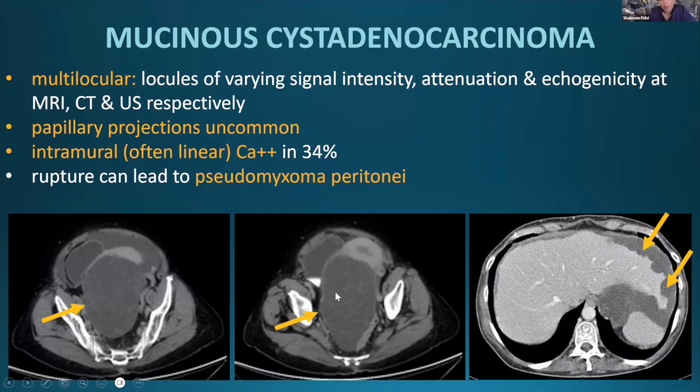Now, rupture of these lesions can lead to a condition called pseudomyxoma peritonei, but I want you to remember that pseudomyxoma peritonei actually is more common with rupture or metastases from appendiceal mucinous cancers and not so much from mucinous cancers in the ovary. So here are axial contrast enhanced images through the pelvis.